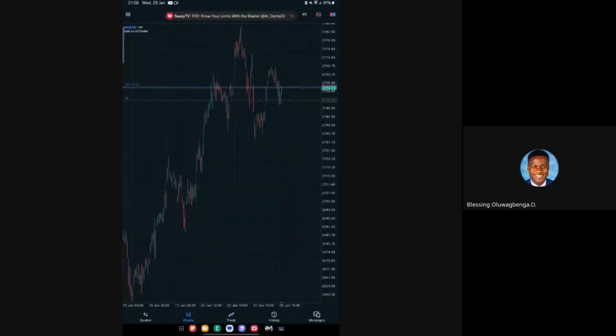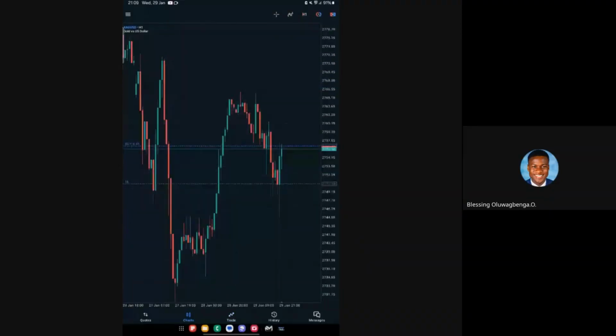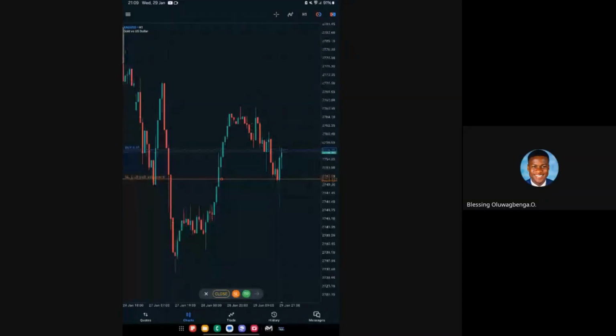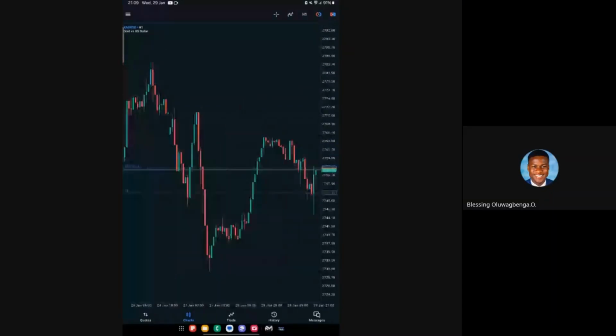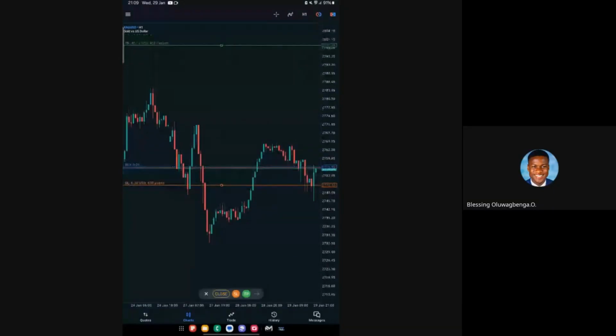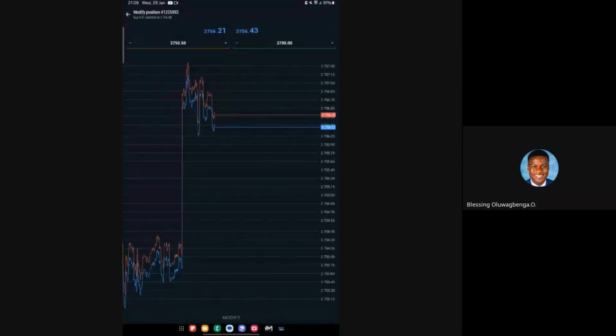So if the trade, if price comes here, it will take me out. If it goes against me, if price comes here, it will close my profits. All right. Even as you've entered them, you can still edit it. You can still go to the modify and change the figures.